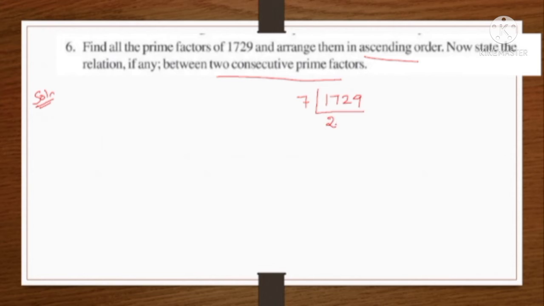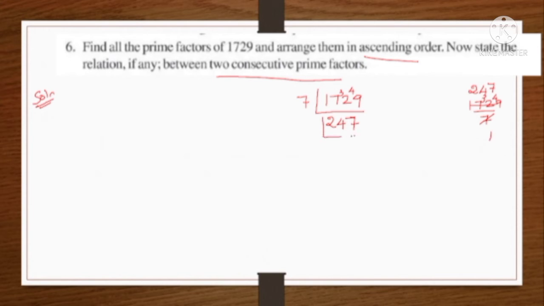7 2s are 14, balance 3. 7 4s are 28, balance 4. 7 7s are 49. Is it clear? When I divide 1729 with the 7 table, 7 1s are 7, 7 2s are 14, so remaining we are having 3. 7 4s are 28, balance 4. 7 7s are 49. That is what I had written here.